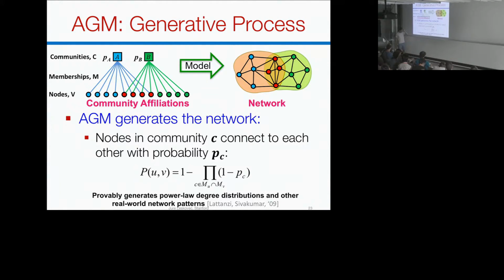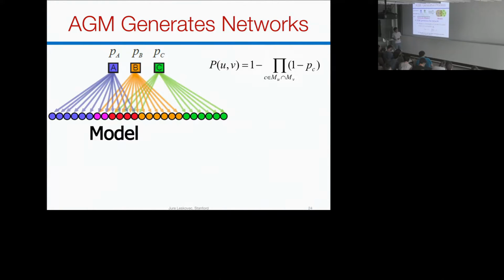What is nice is that this model is so simple that you can actually start proving properties about it. And what I mean by properties is that you can prove what the global structure of the network will look like. For example, you can prove the degree distribution: the number of connections associated with every node will follow a heavy-tailed distribution, like a power law. And you can prove other properties as well.